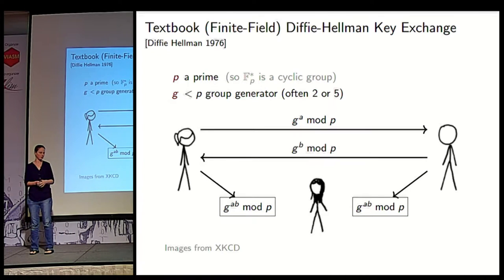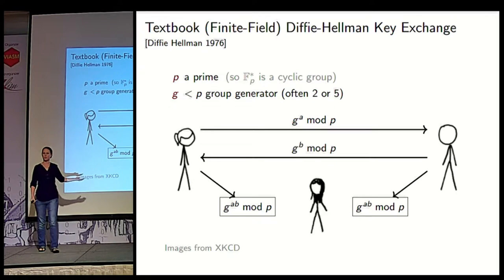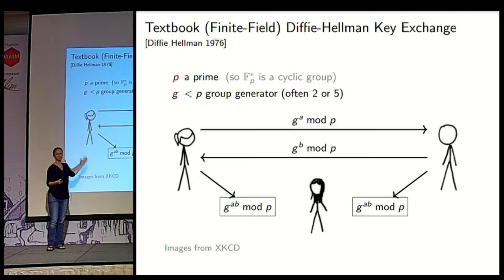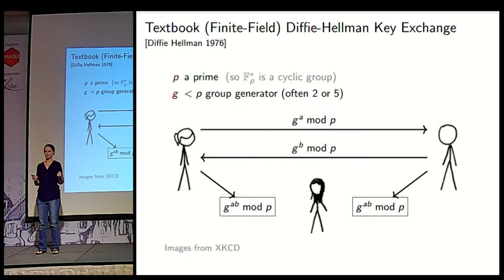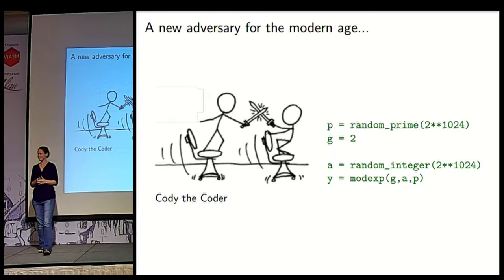She's seen all the traffic that's gone back and forth, but she can't compute the shared secret. This is very friendly looking. Your undergrads all understand it. They think crypto is awesome after they've seen this. And this looks very clean, very elegant. It looks safe because it's so easy to understand. Of course, there's dragons swimming underneath the placid surface of this beautiful mathematical lake, but we'll get into those.